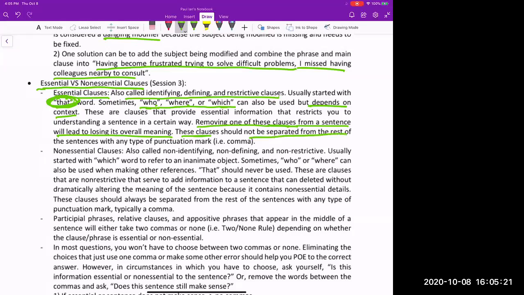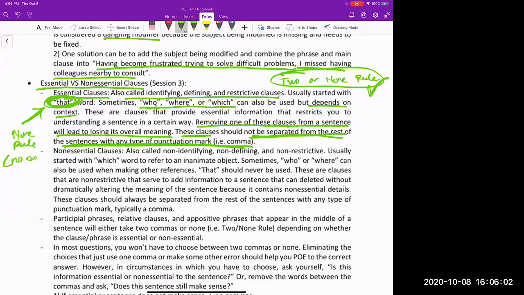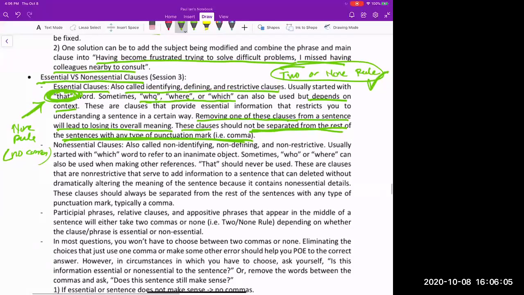are harder to find because they don't have a comma. They start with "that," and they're usually after a noun that it's modifying, so they're usually not separated by a comma. There's a rule called the two-or-none rule. What this means is two commas or no commas. This is an important rule to remember: when you have an essential clause, you should follow the none rule, so there should be no comma. And then I'll tell you what you can ask yourself to remember if you need no comma or two commas.